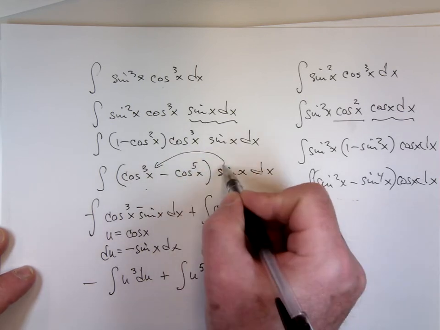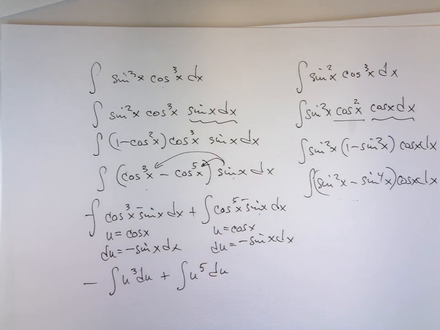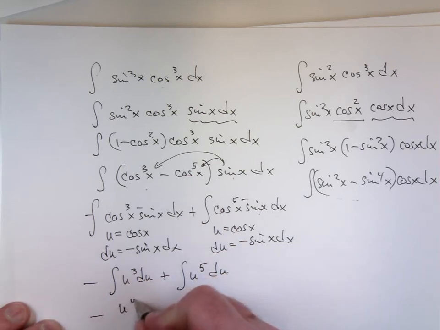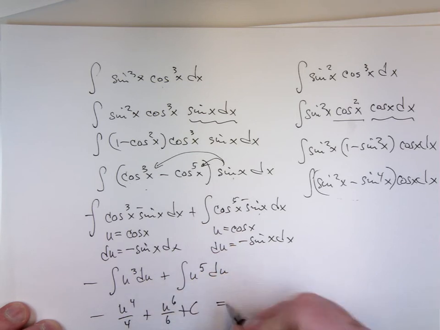Okay. Now, what do we have? U to the 4th over 4. U to the 6th over 6. But what's u equal to? Cosine. So I got cosine to the 4th.